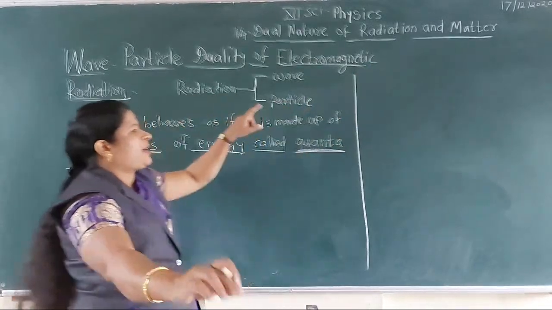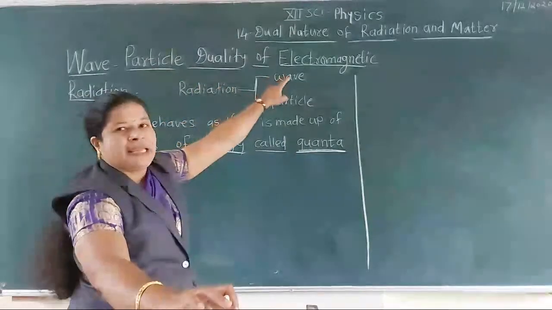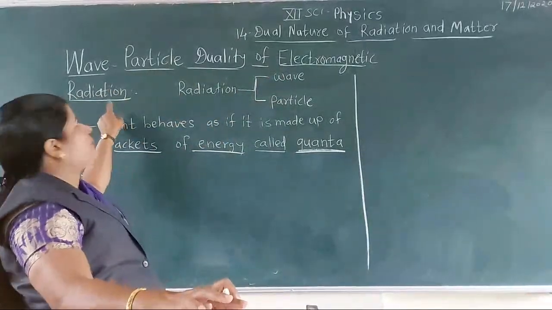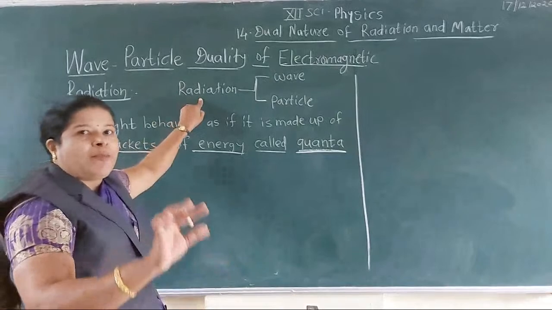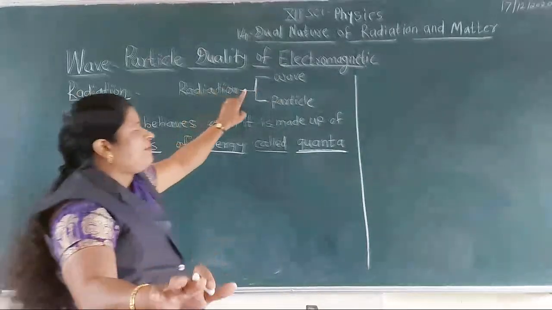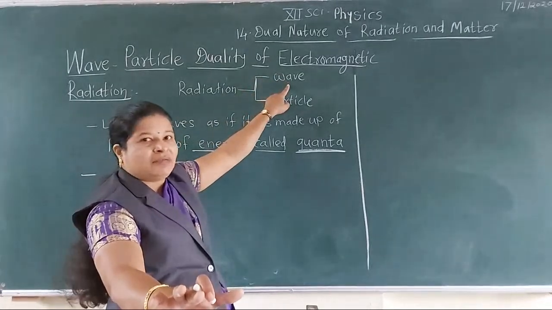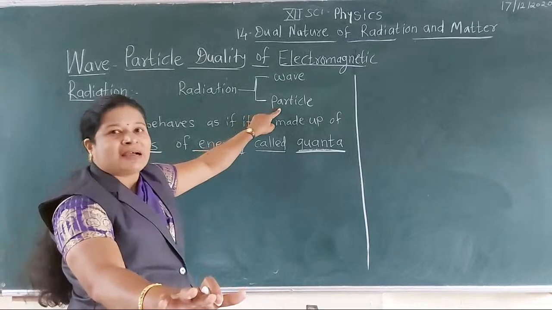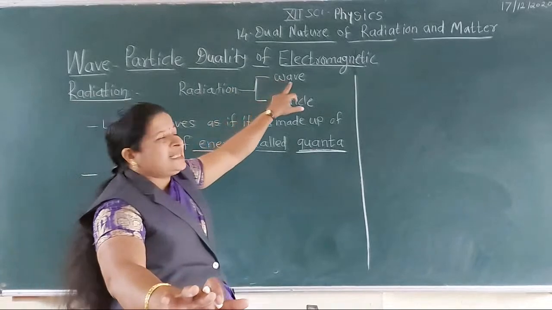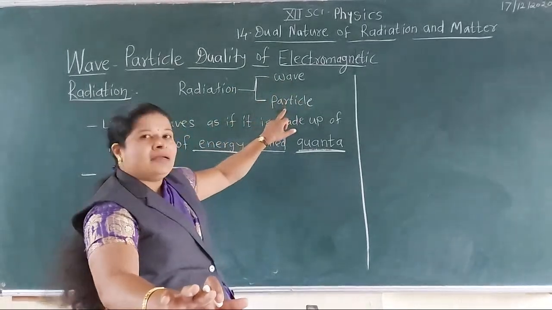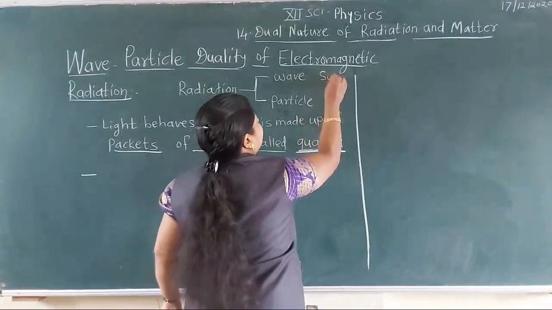Matter, we have come across the points of particle duality of electromagnetic radiation, wave and particle. So electromagnetic radiation has a nature as a wave as well as a particle also. Radiation has the nature of wave and particle, for example, sunlight.